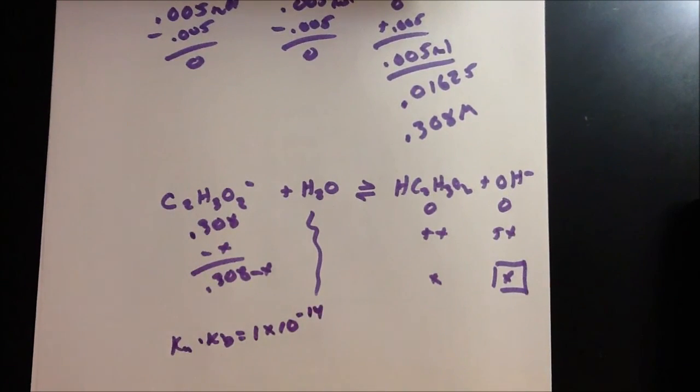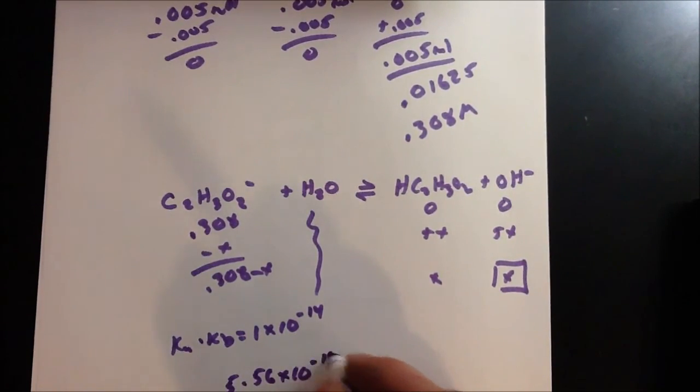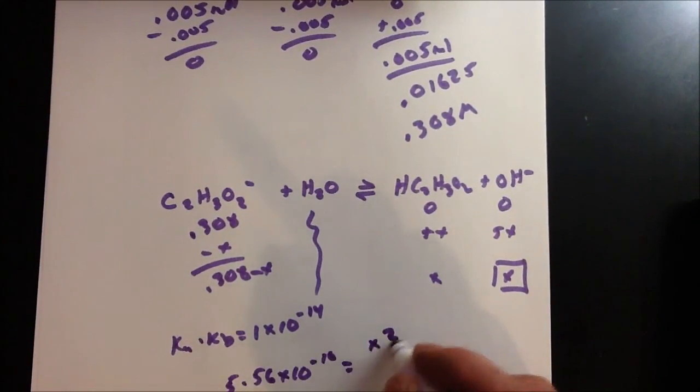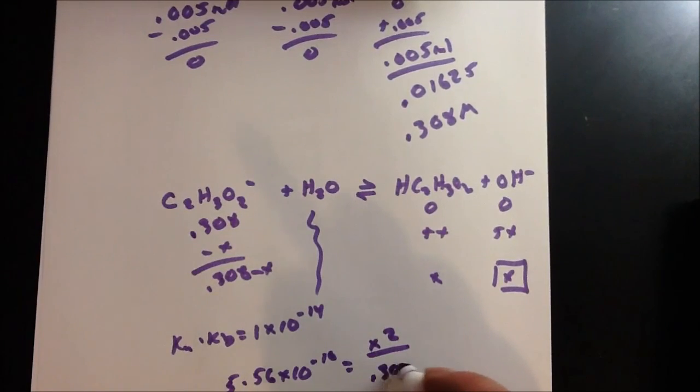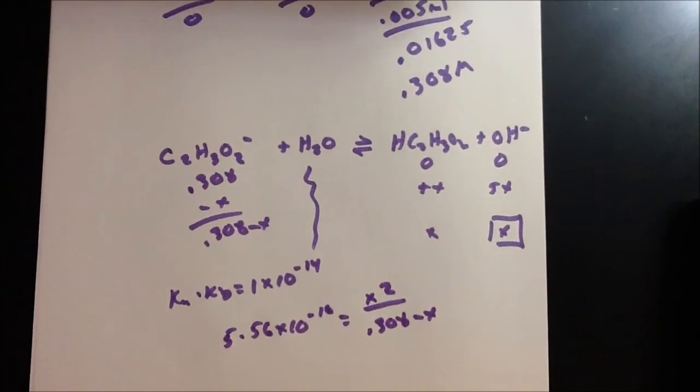So the Kb is 5.56 times 10 to the negative 10 equals X squared over 0.308 minus X. Now again, you can do the quadratic formula here if you wish.